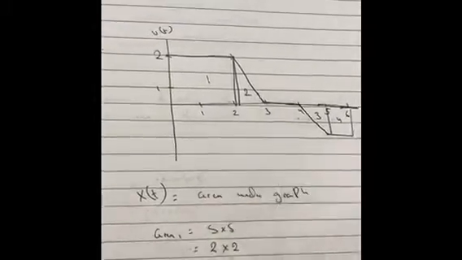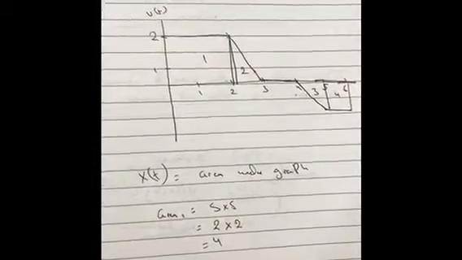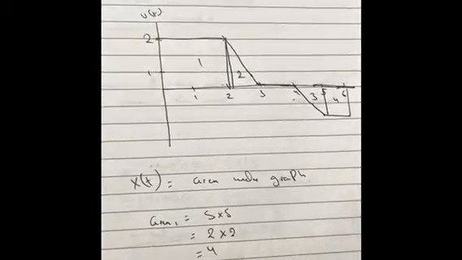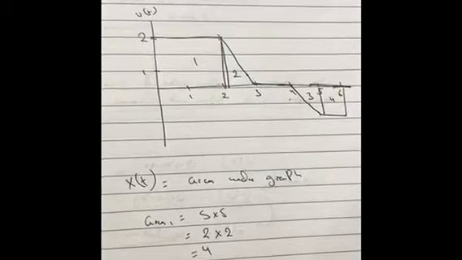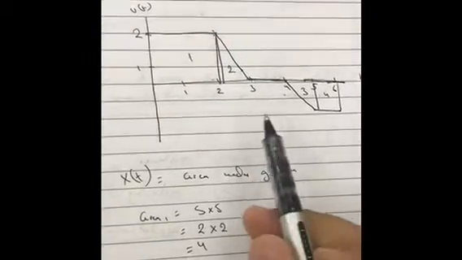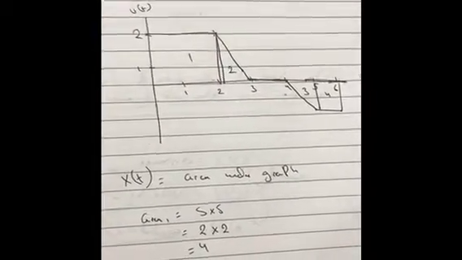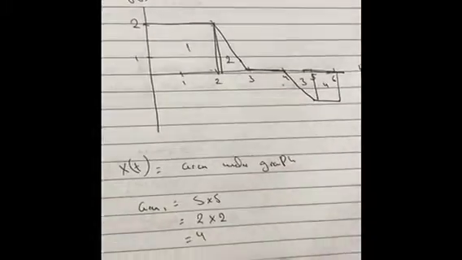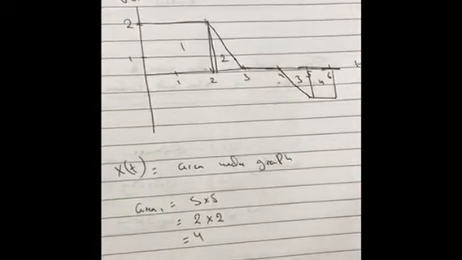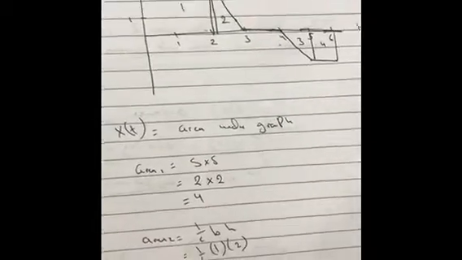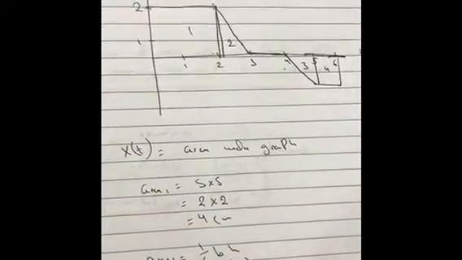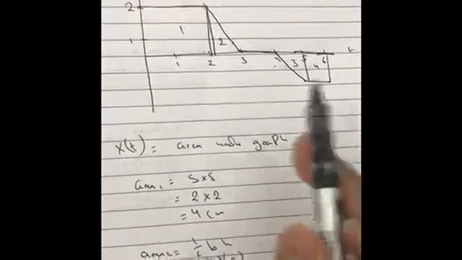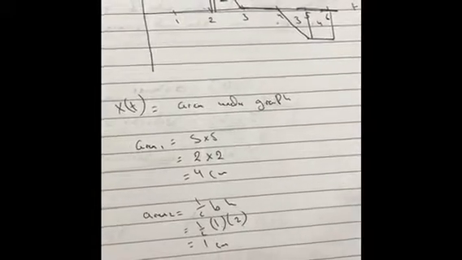Okay, and here area 2 is the area of the triangle, so half base times height. The base is 1 and the height is 2, so the answer will be 1 centimeter. And from 3 to 4 it is 0.